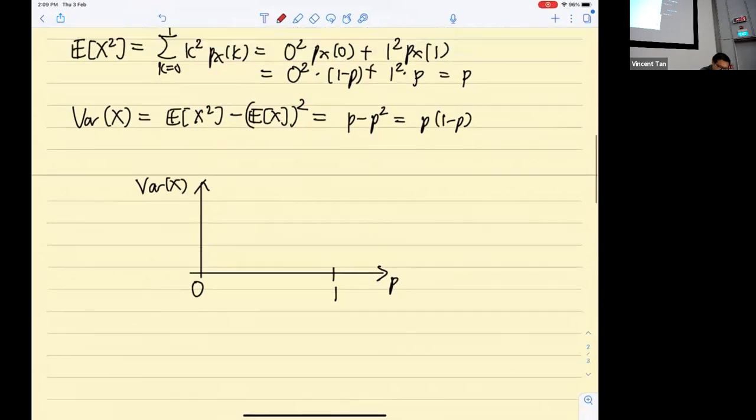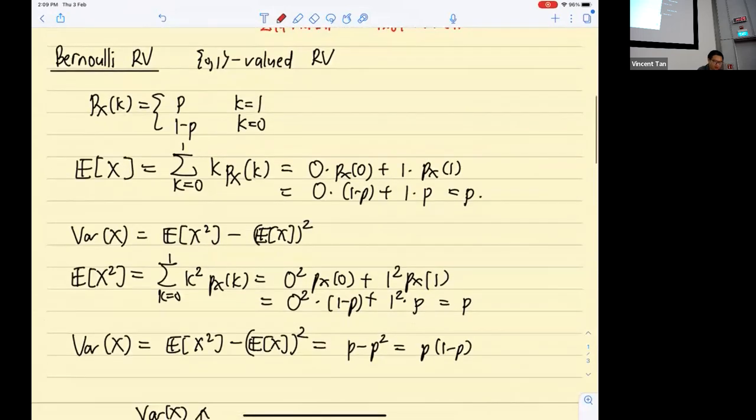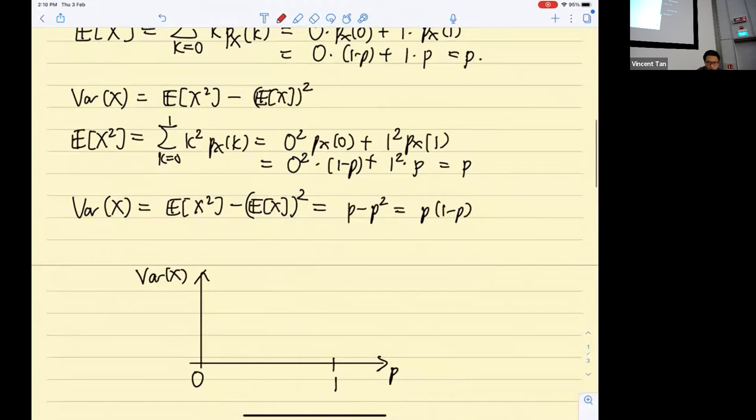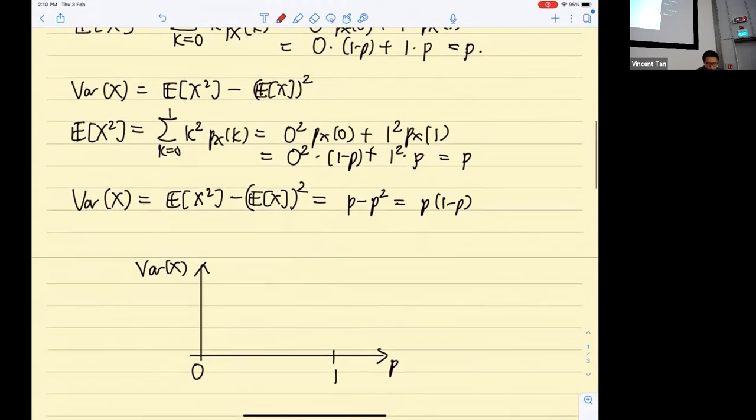Now you see this is a coin toss, right? When do you think the coin toss has the most variance, most variation, most diversity, if you wish, or most randomness? Variance is like randomness. If you have a coin which always gives you heads, then it's kind of boring. There's no diversity, so you can expect that its variance is 0. Similarly, if you have a coin that always gives you tails, that's a really boring coin. So the variance is also 0.